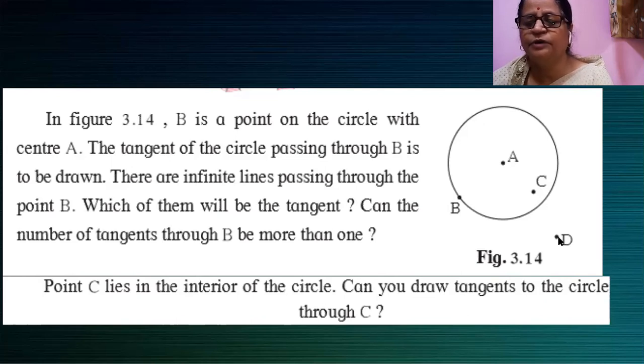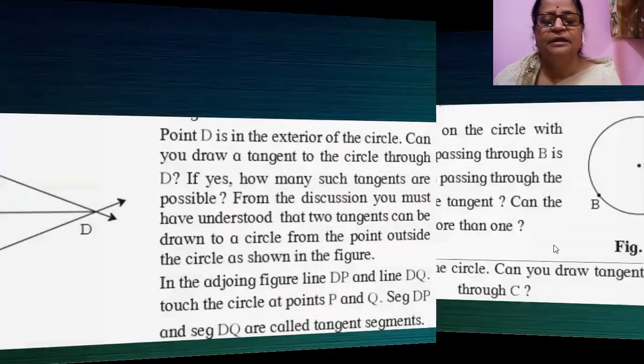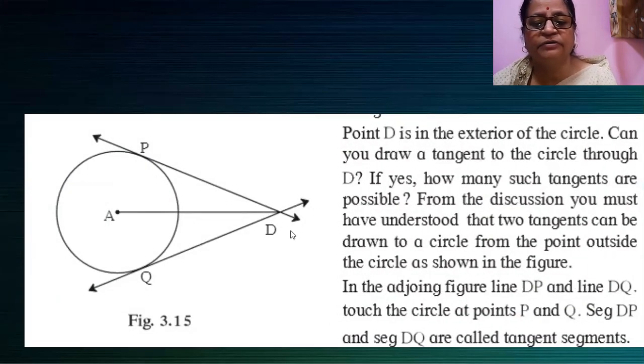So the next point is D. Then from this D point, will you draw the tangent? Yes, your answer will be yes. Then how many tangents will we draw from this D point? D is the exterior of the circle, and these two, DP and DQ, are two segments.